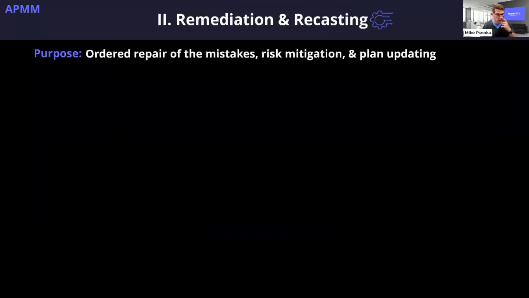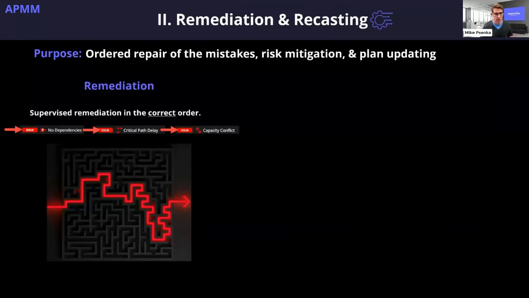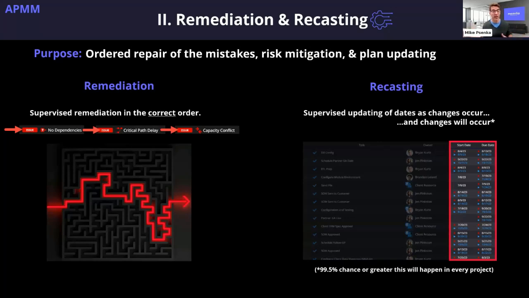The next part of this is remediation and recasting. That's about the ordered repair of the mistakes, risk mitigation, and plan updating. This is where the AI component comes in as well, which is supervised remediation in the correct order. This remediation is not occurring without supervision. The PMs, program managers, or even what we call citizen project managers, which could be engineers, are automatically guided through that best practice and that remediation so they can get that project plan accurate, that schedule accurate, and that work accurate. And then it is about automatic recasting and communication. You're not having to go into every ticket or every project and task and update those things manually. That can automatically get updated now that you're confident that you have a much more accurate schedule. This can save enormous amounts of time, and is saving enormous amounts of time for organizations today.